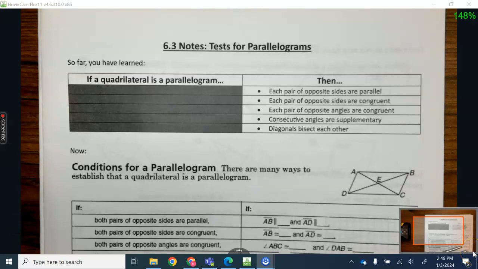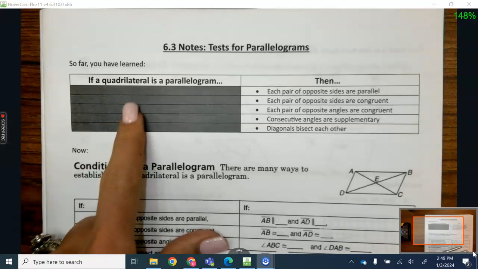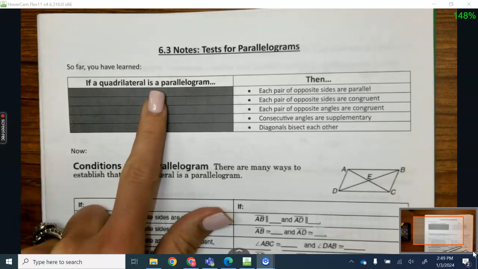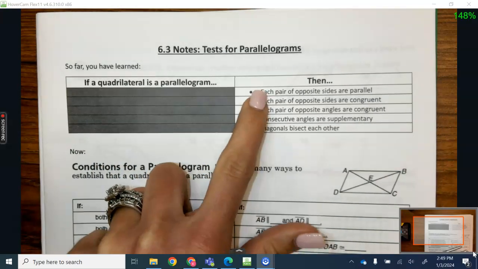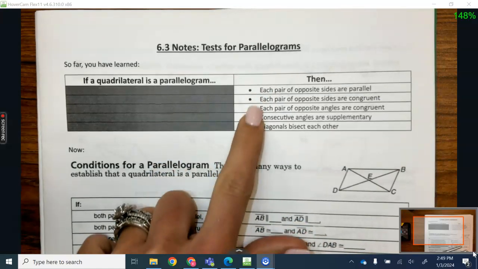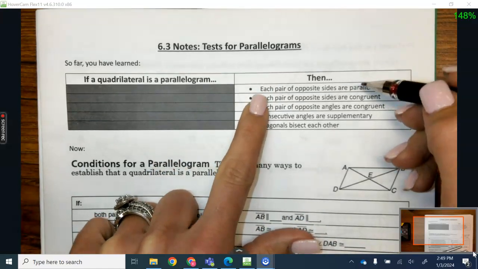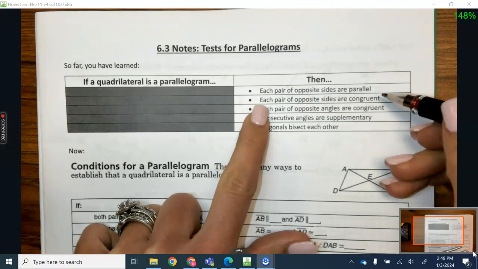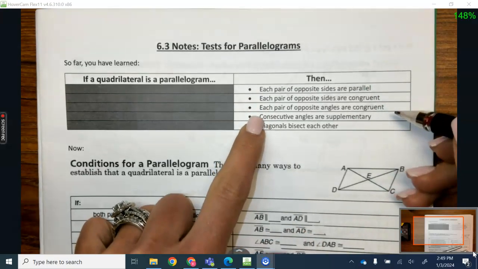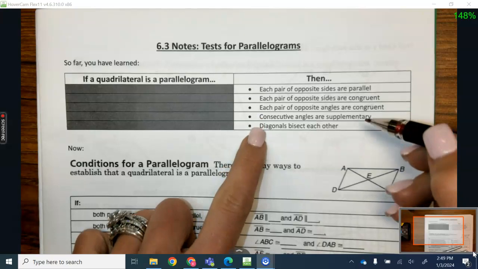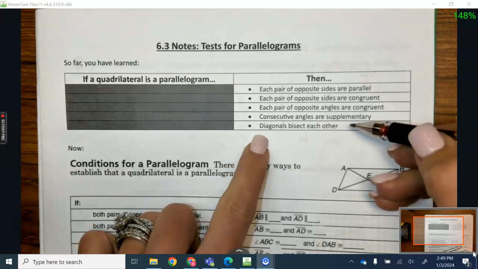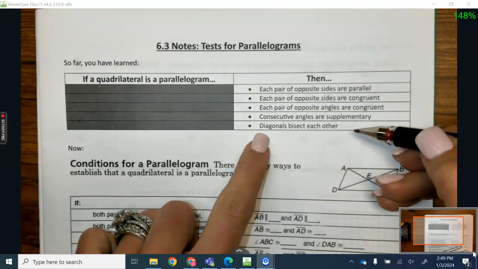Okay, so this is the 6.3 notes, tests for parallelograms. All right, so in the 6.2 notes, we learned the properties that if the quadrilateral is a parallelogram, then all of these properties apply. Each pair of opposite sides are parallel, each pair of opposite sides are congruent, each pair of opposite angles are congruent, consecutive angles are supplementary, and the diagonals bisect each other.